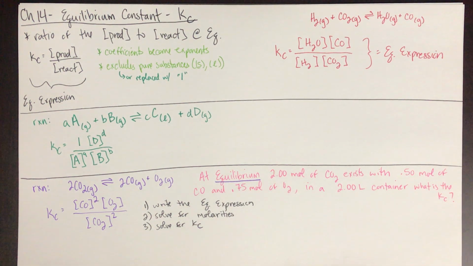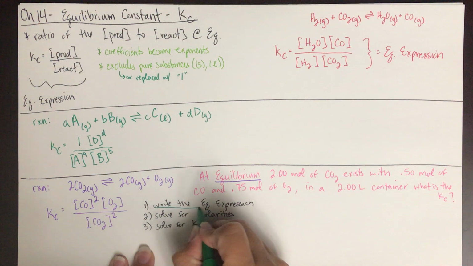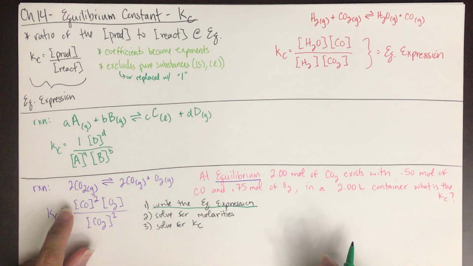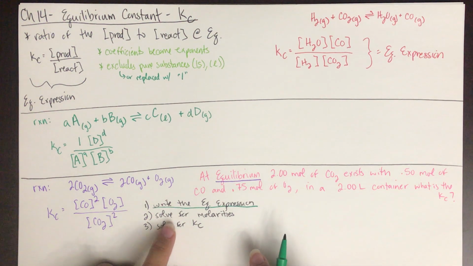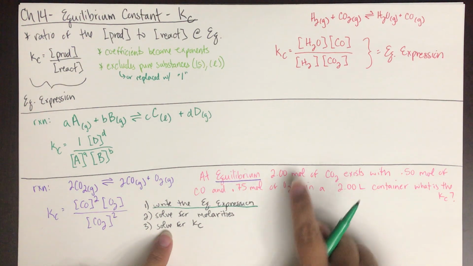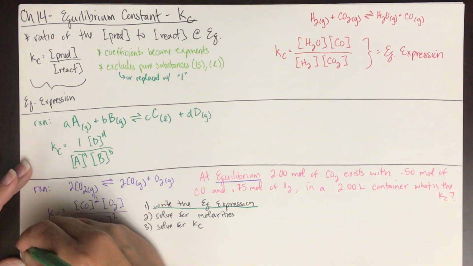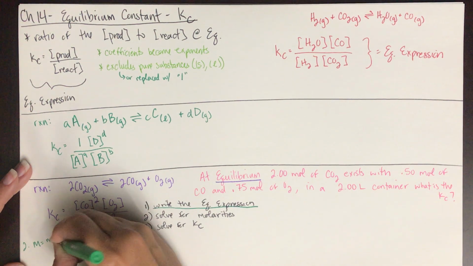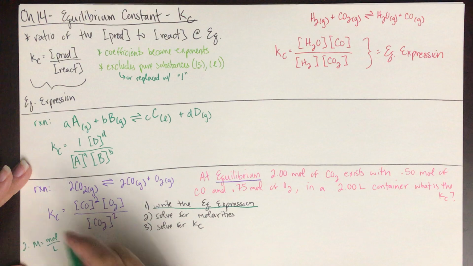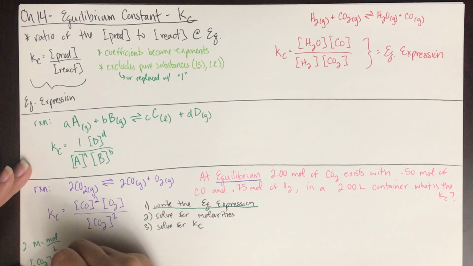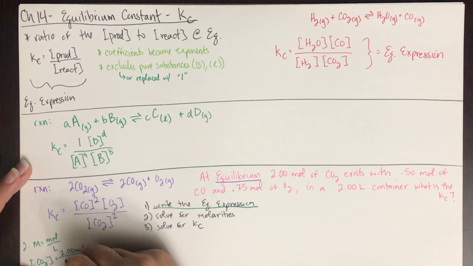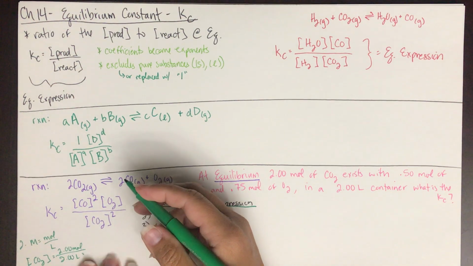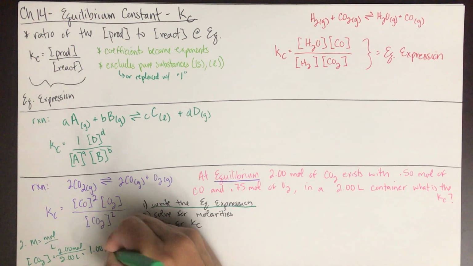Okay, so first we're going to write the equilibrium expression. The equilibrium expression we just did over here. It's the concentration of products over the concentration of reactants at equilibrium. Step 2, we are going to solve for the molarities. So we know that molarity equals moles per liter. So let's solve for the molarity of carbon dioxide. We have 2.00 moles in 2.00 liters, which equals a molarity of 1.00 molar.